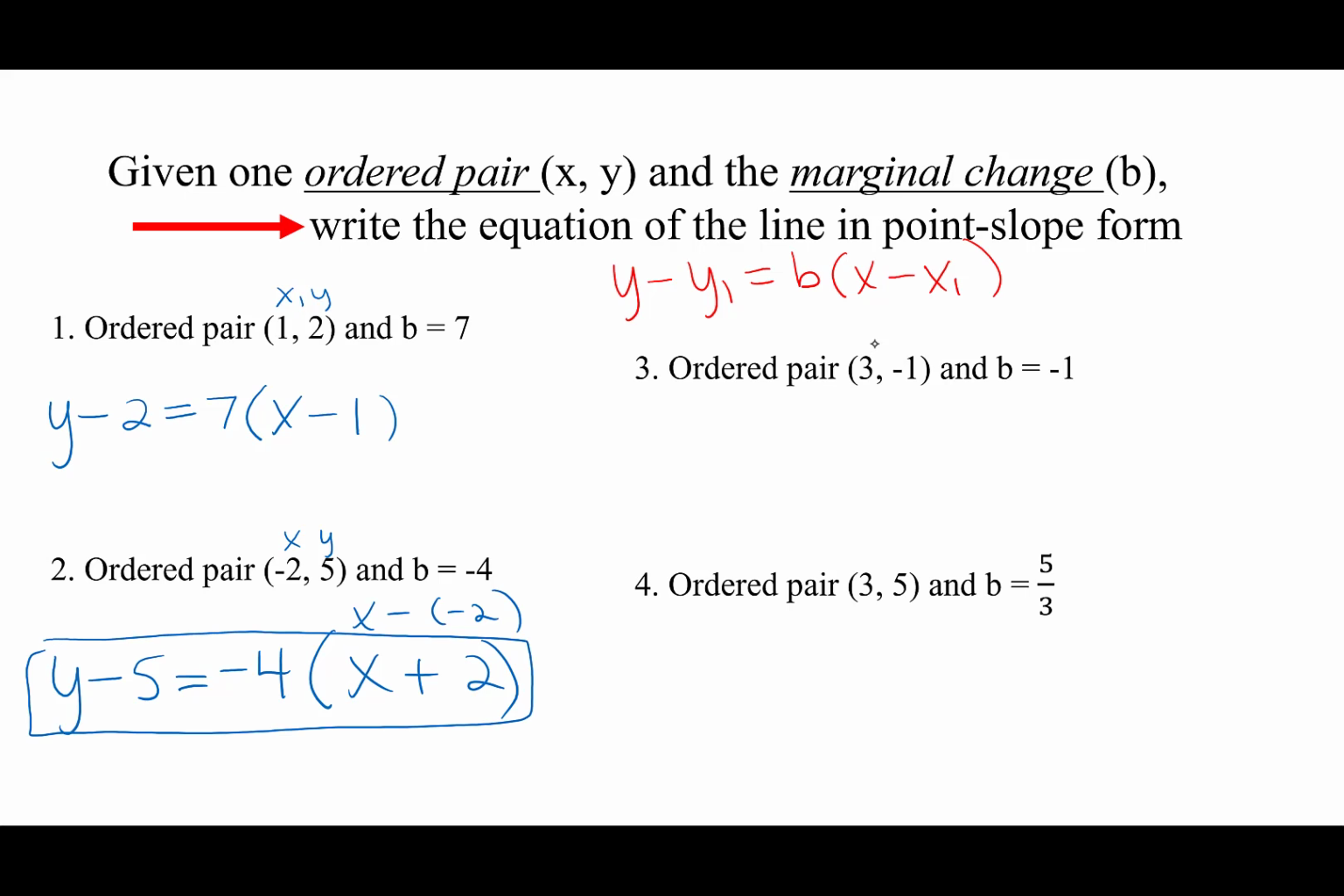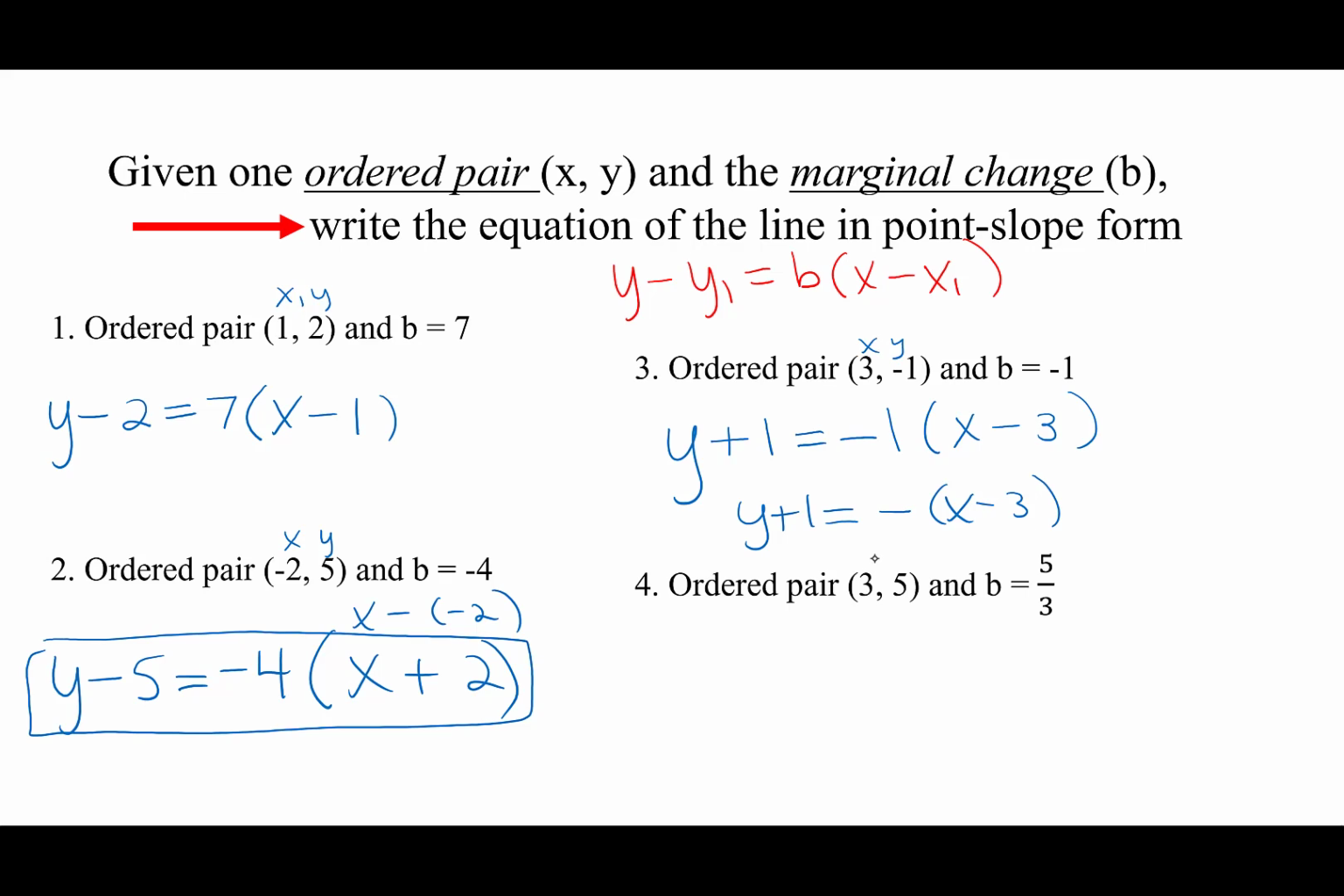Number 3, the ordered pair is 3, negative 1 and the marginal change is negative 1. So the equation would be y minus a negative 1. Again, it's more proper to say y plus 1 equals negative 1 times x minus 3. It's also okay to leave off that 1 in front of the x minus 3. So you would say y plus 1 equals negative (x minus 3). That's an appropriate answer as well.